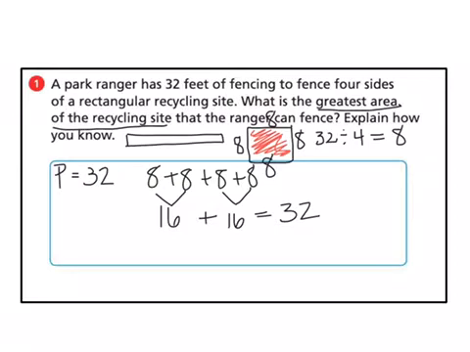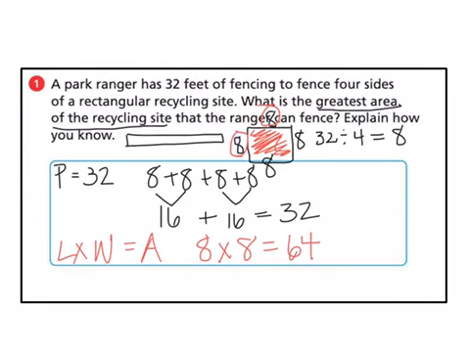The question now asks us, what is the area? And the area is length times width equals area. And let's look at the two sides. We have an 8 here and we have an 8 here. So 8 times 8 equals 64. And then it also talks about how do you know? Explain how you know. And you could say something like this.